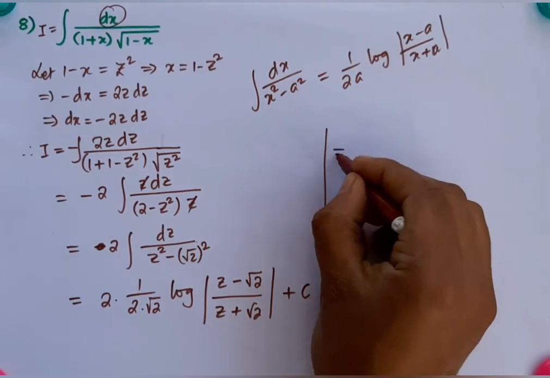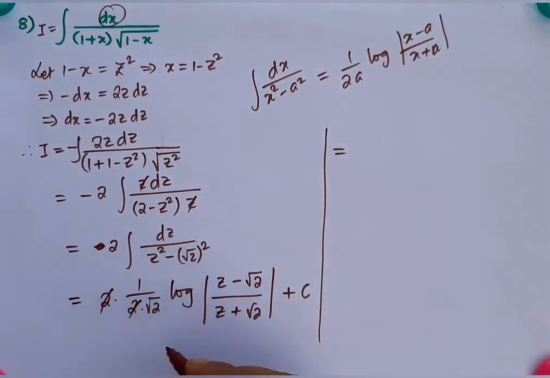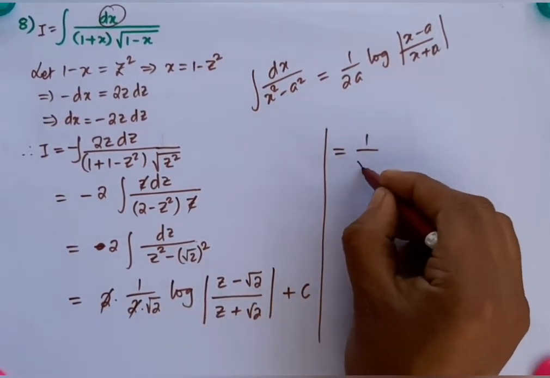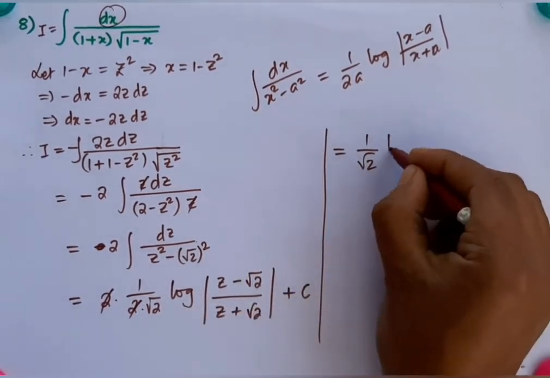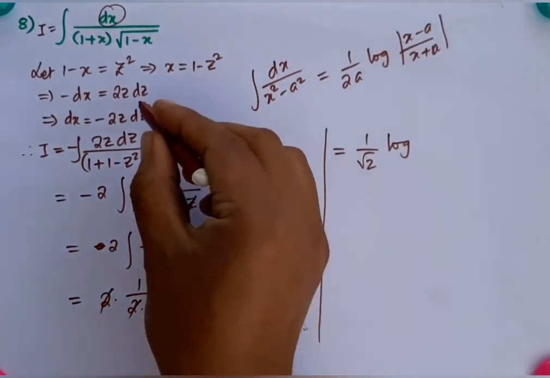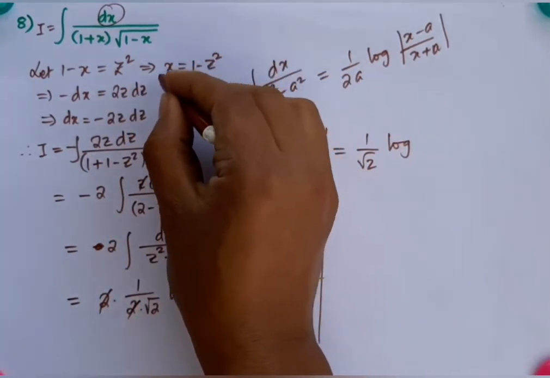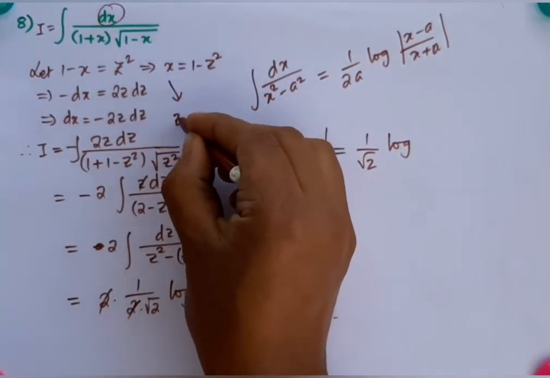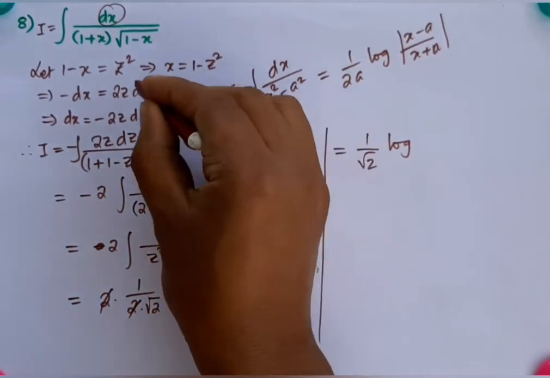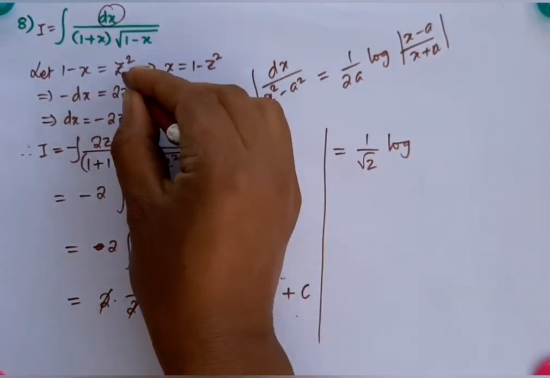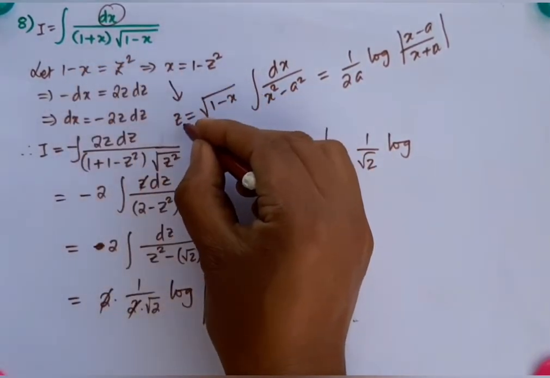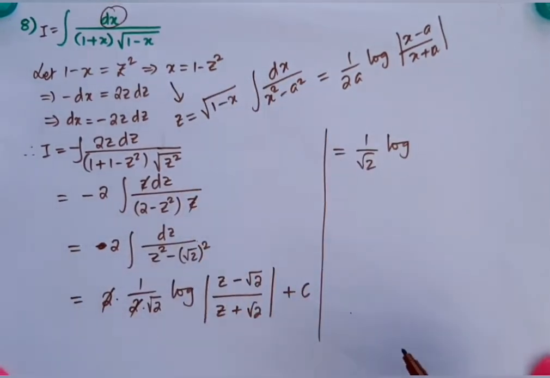So let me write your answer here. So this 2 and 2 get cancelled. So we have 1 by root 2 log, now what is z? z is square root of, okay, so from here let me write one more thing. So z is square root of 1 minus x, isn't it? z square is 1 minus x. So that's why the value of z is square root of 1 minus x.